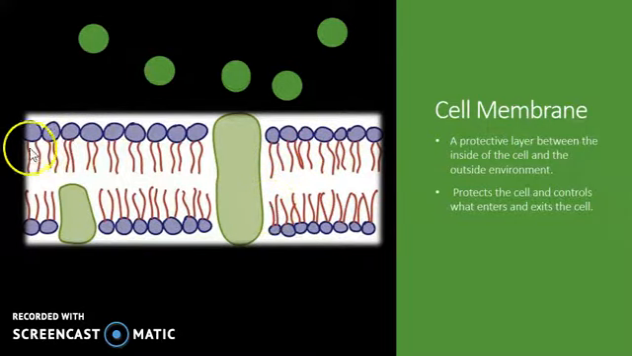So looking at it up close, we have all of these phospholipids right here and these big proteins, which we'll talk about later on in more detail. Basically, it's this protective layer between the inside of the cell and the outside environment. It protects the cell and controls what enters and exits the cells. These phospholipids work to keep everything on the right side of the membrane, and these proteins are what pick and choose what comes across. So for instance, this protein might allow these green circles to come across the cell membrane. When that happens, these green circles will go through this protein and over to the other side of the membrane.